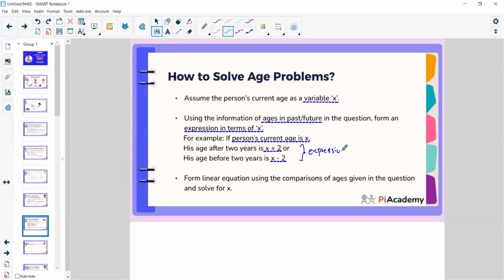Okay. This is how you use the comparison to write down the expressions for the ages. And then you form the linear equation using the comparison of ages and solve for x. So the overall idea is assign the variable, write expressions, write equation, and solve the equation. Okay. So now let's see how we can do so.